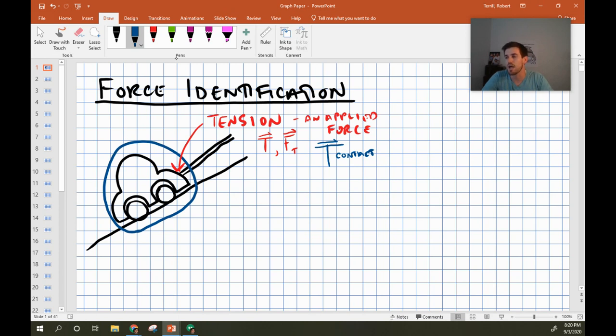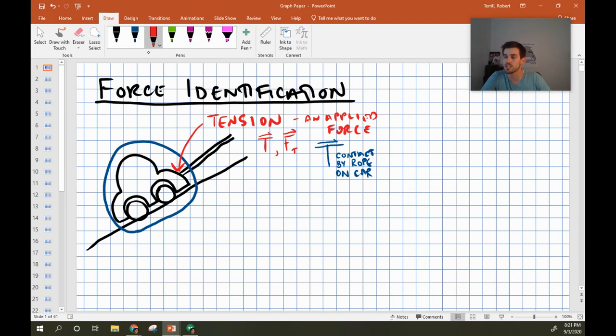And then I'm going to say by what and on what. So this is a force of contact, a force of tension, which is a contact force by the rope on the car. And we're going to track all of these. And we need to get good at writing these things out because it's going to make things much easier for us later when we start learning some of the laws of motion.